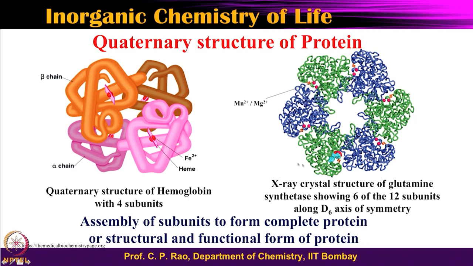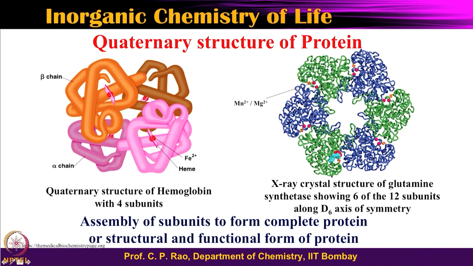Another example is shown over here. You can see there is a first, a second, the third, the fourth, the fifth, and sixth, and there are six more on the backside. So this protein has 12 subunits, of which you can see the top six and the bottom six on the back. These come from the metalloprotein called glutamine synthetase, where manganese and magnesium ions are present. So this is again the quaternary structure of another protein.